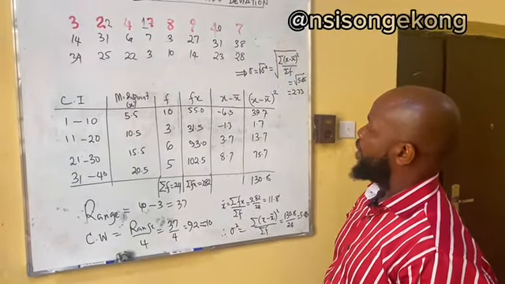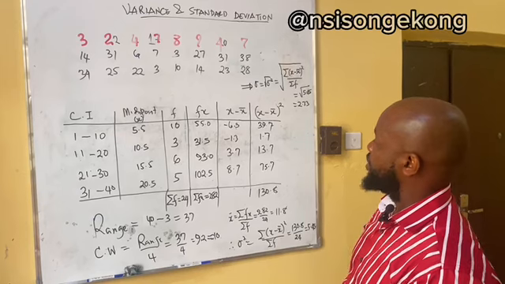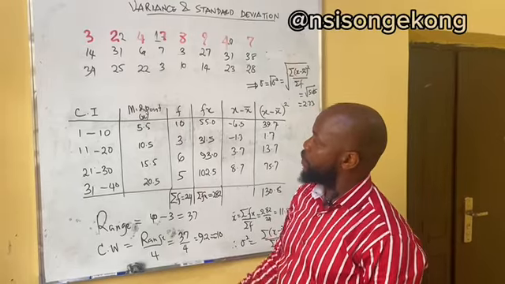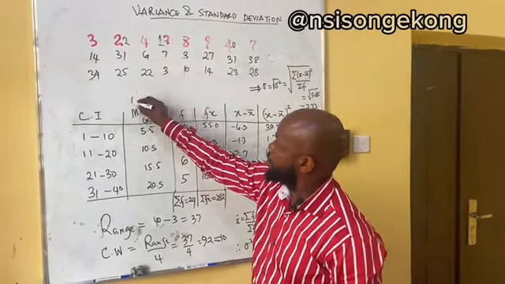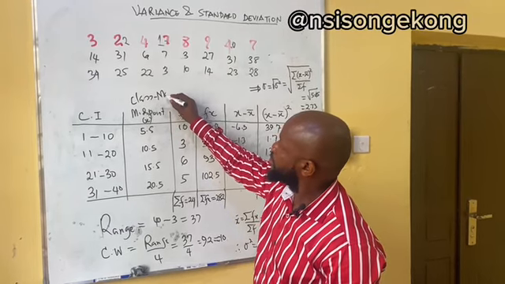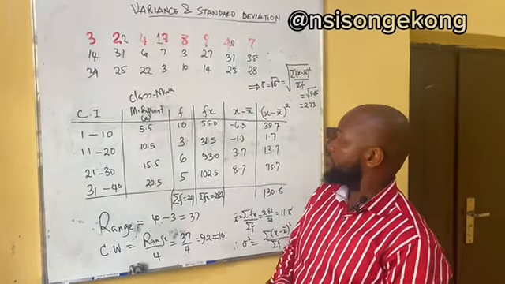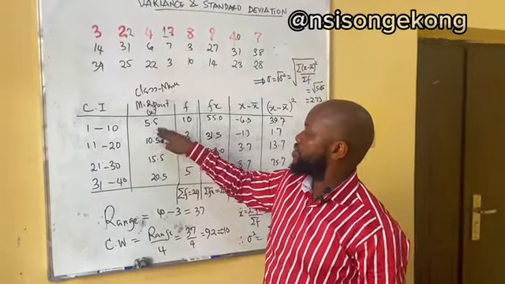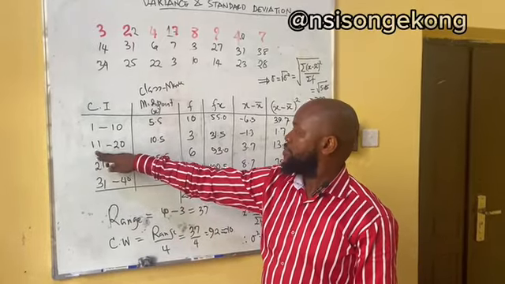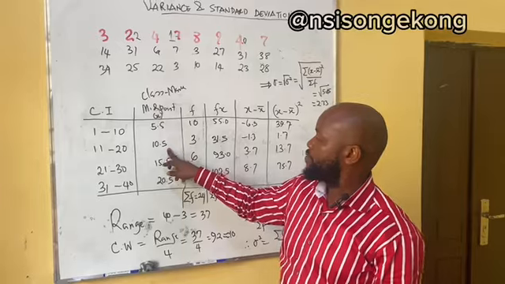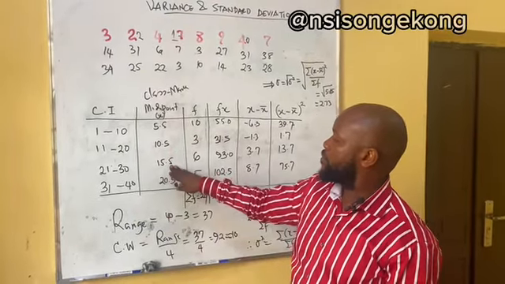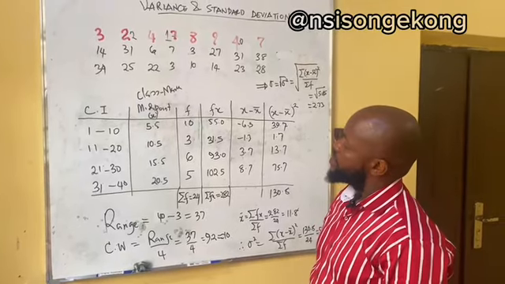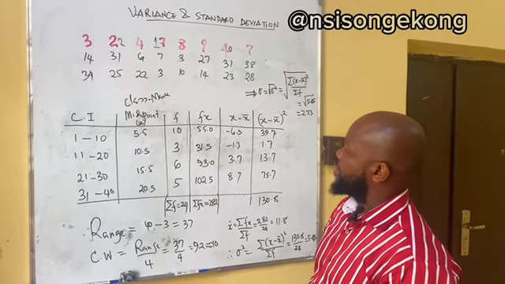So we move ahead because we know that we will need the mean of this distribution to be able to get the variance. So we now get the midpoint, otherwise known as the class mark. Class mark is simply the arithmetic mean of these 2 class limits. That is 1 plus 10 divided by 2, which gives us 5.5. And this is 11 plus 20 divided by 2, which gives us 15.5. We take a similar approach, and we get 25.5 here and 35.5 here. So we need to get the frequency for each of the class intervals.